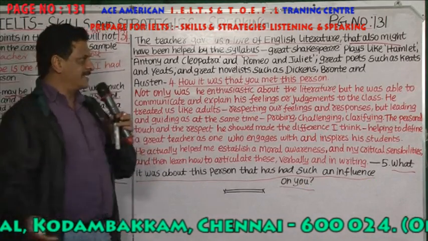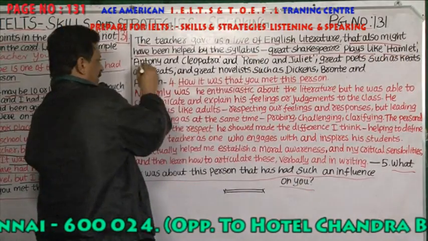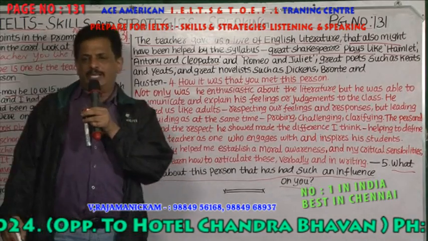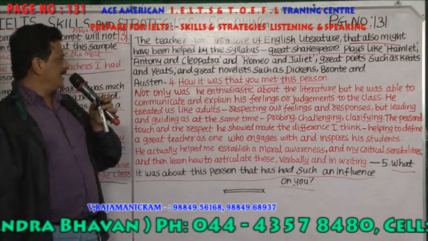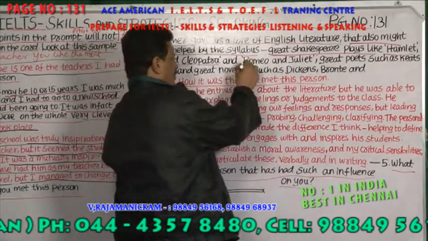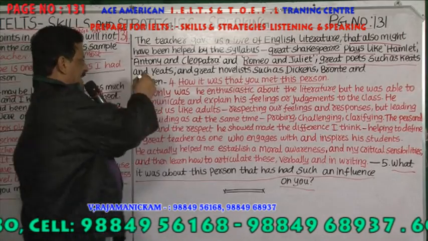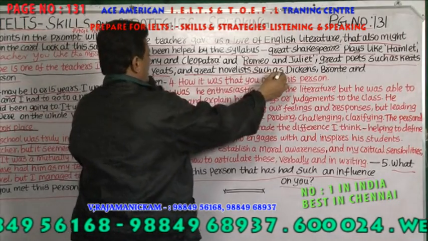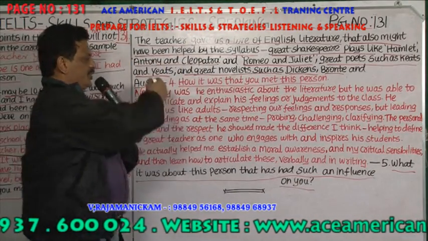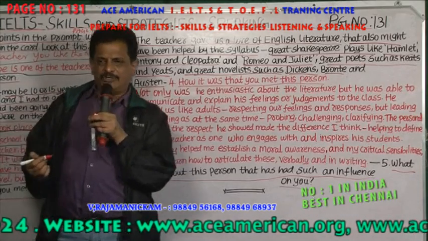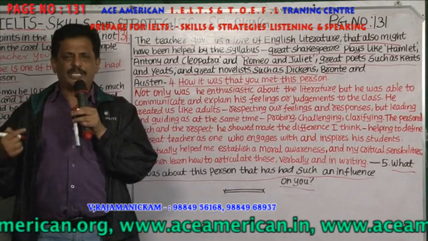What is the syllabus? Obviously, the great Shakespeare plays like Hamlet, Antony and Cleopatra, and Romeo and Juliet, very famous plays written by Shakespeare; great poets such as Keats and Yeats, and great novelists such as Dickens, Bronte, and Austen. Pride and Prejudice was written by Austen. So these are great literary works taught by the teacher.